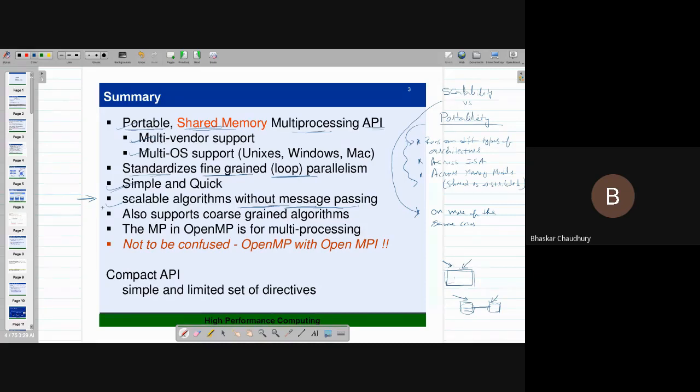Okay. It also supports coarse-grained algorithms. So it is not only good for fine-grained, it is very good for fine-grained, but it is also good for coarse-grained algorithms. And we have already seen what granularity is.